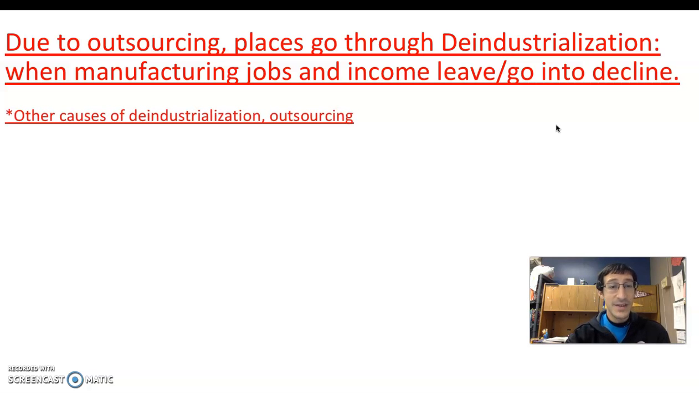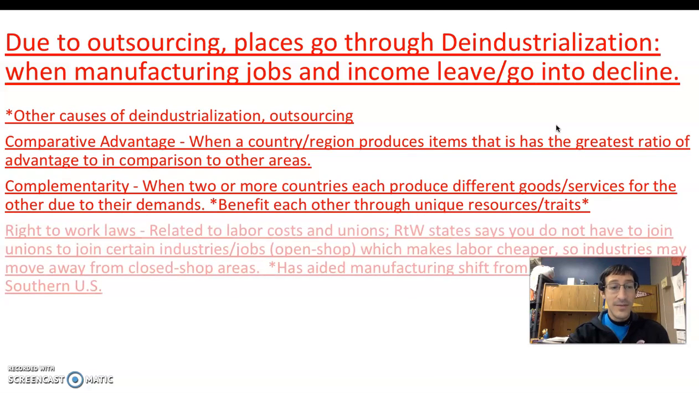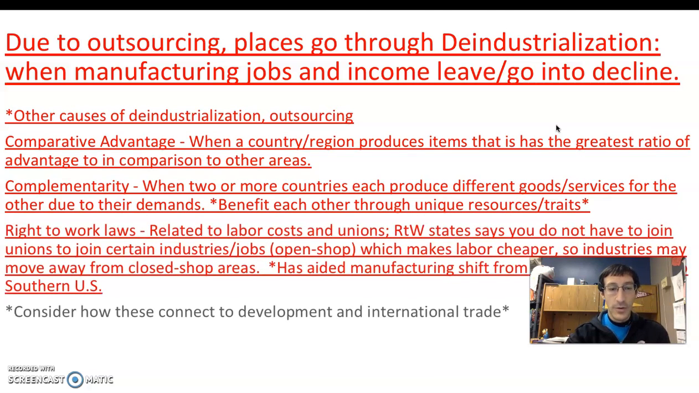So other causes of deindustrialization and outsourcing. We have these ideas here. Again, we talked about right-to-work laws, comparative advantage and complementarity. Okay, so a comparative advantage is when a country or region produces items that have the greatest ratio of advantage in comparison to other areas.